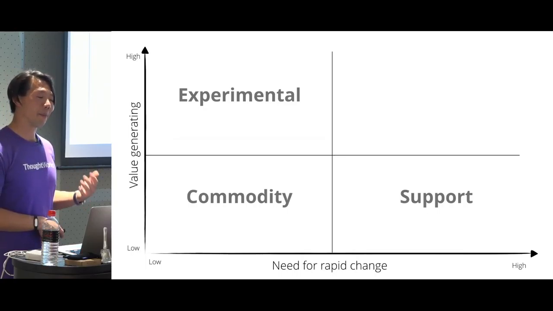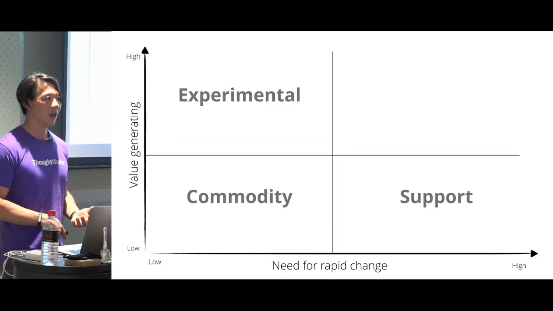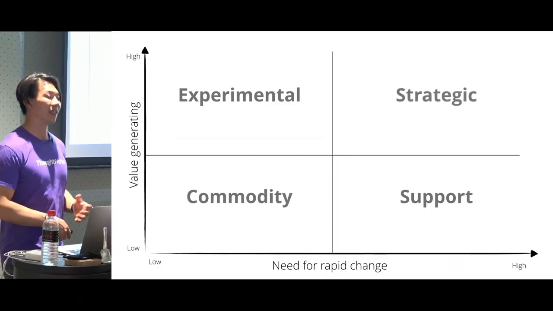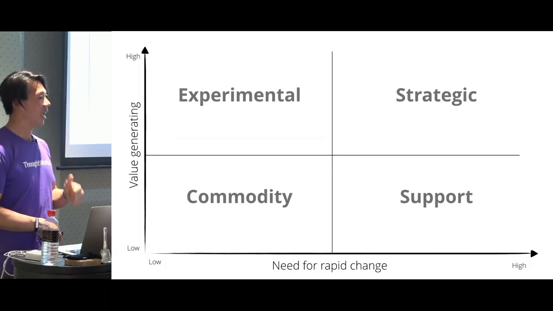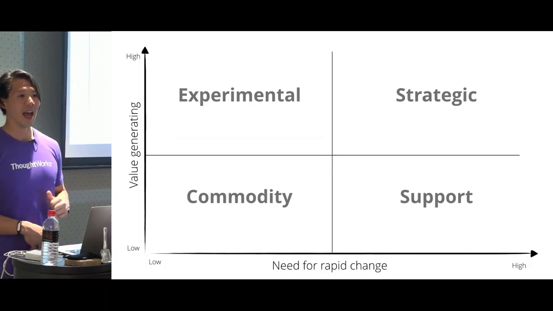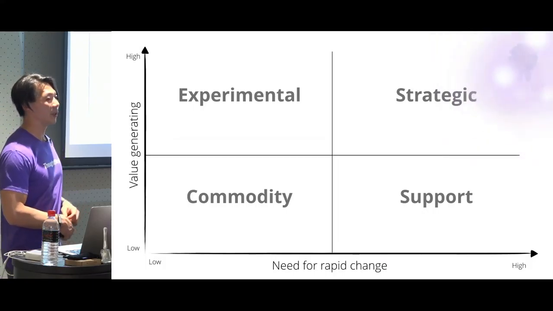But there are a lot of applications, particularly in today's world, as more businesses go digital, where their product is a strategic system. So it's a high value generating thing. It's their business proposition, a unique thing to the business. And you know that they're going to want to make changes to it. And this is the sweet spot of evolutionary architecture.